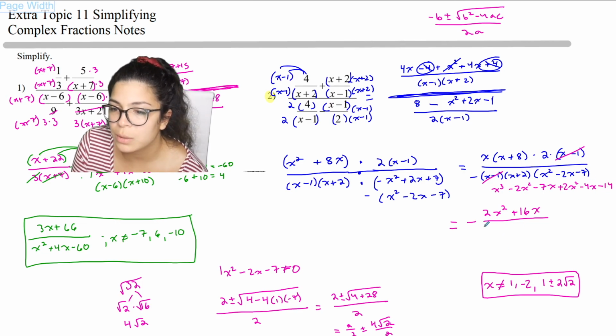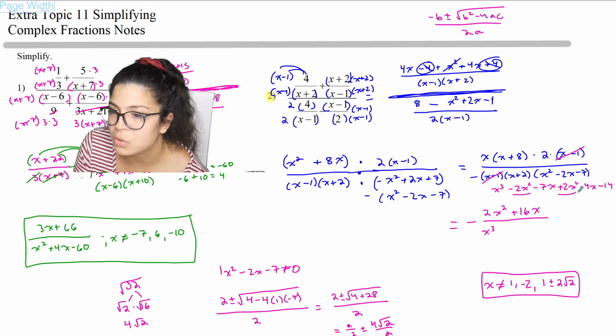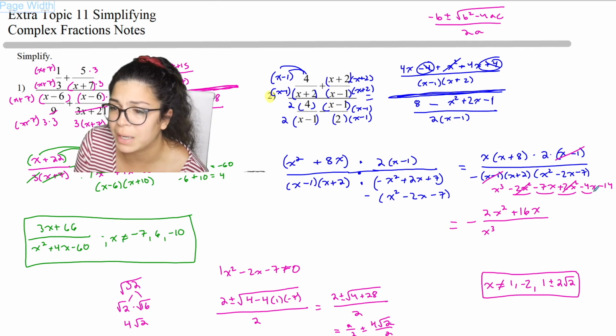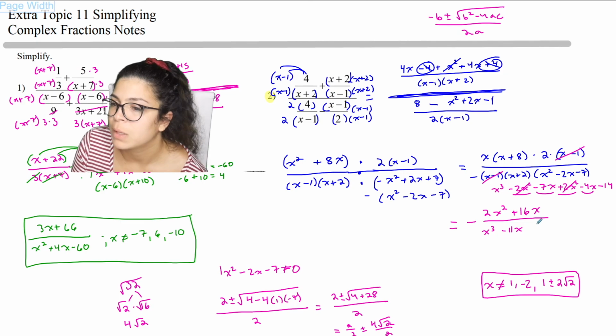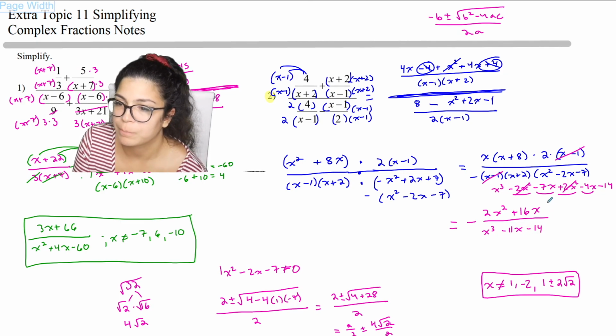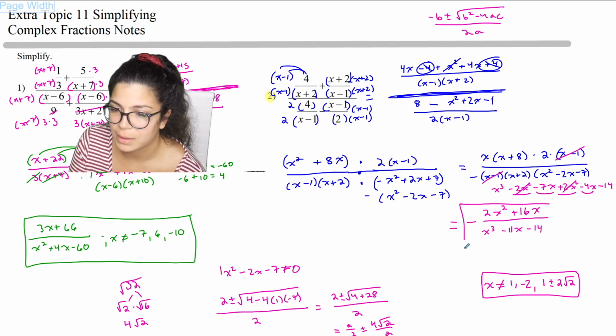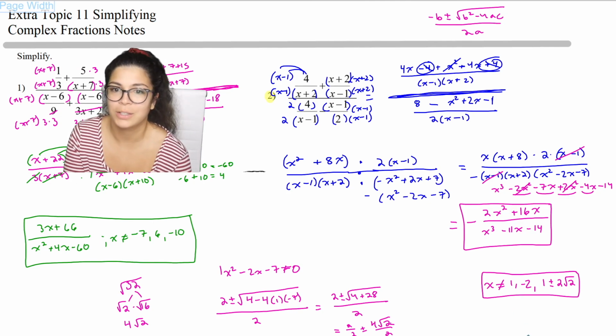Let's combine like terms. x cubed, negative 2x squared plus 2x squared actually cancels. Negative 7x minus 4x will be negative 11x. And negative 14 is just negative 14. Okie dokie. So this is our final simplified form, and these are the excluded values.